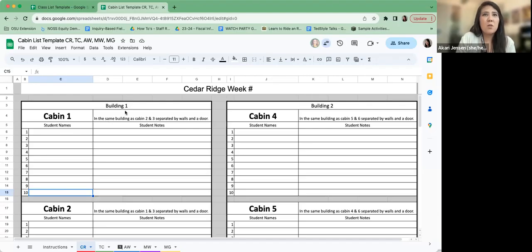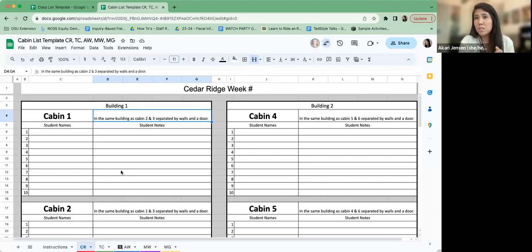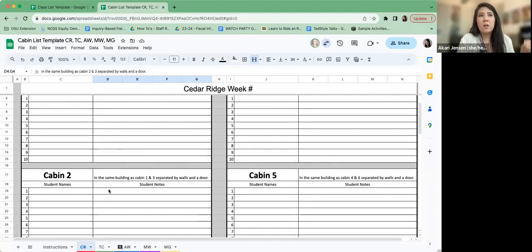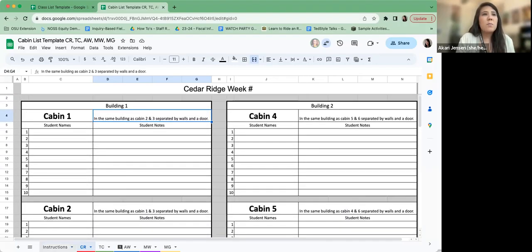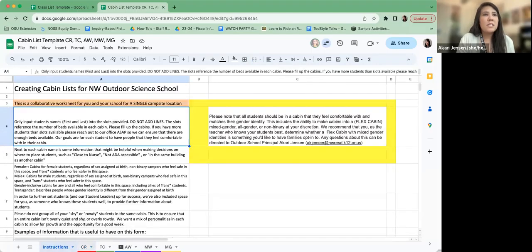We do also make notes of things you need to know about that particular site. So for Cedar Ridge, for example, there are actually 3 cabin groups that are in the same building. So you'll see this says building 1, cabin 1 is in the same building as cabin 2 and 3, separated by walls and a door. So there is a way to close it off, but you want to be aware that those cabin groups are really close to each other. So you'll be putting the names of the students in the first and last spot.